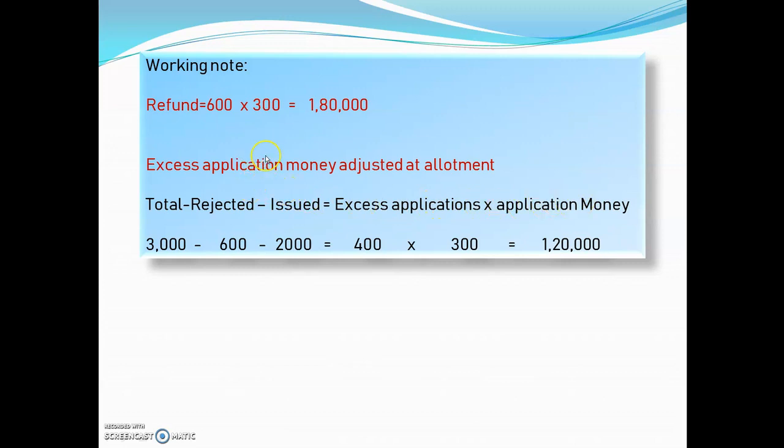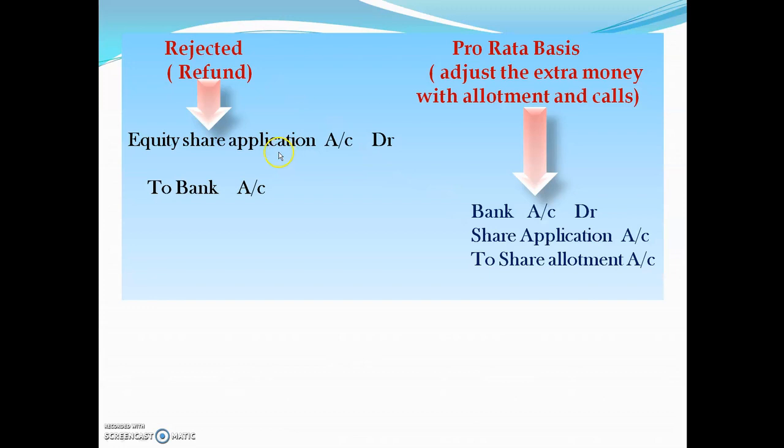Okay, now see the journal entries. See here, for rejected or refund, the entry will be equity share application account debit to bank account, and on a pro rata basis the entry will be a combined entry: bank account debit, share application account debit to share allotment account.